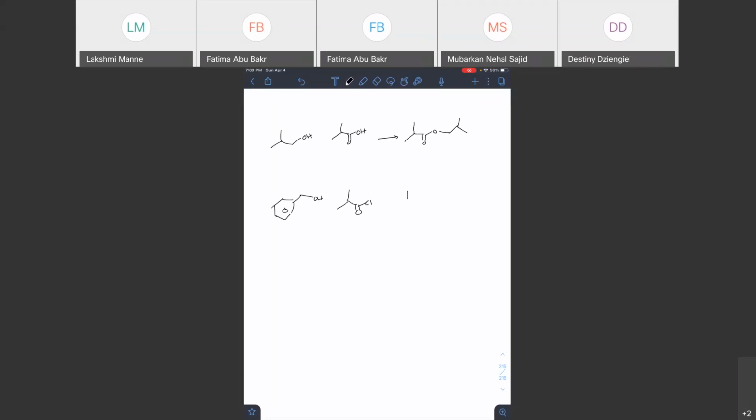Just take your acyl chloride, and then you're going to attach the alcohol onto the other side. Yeah. Okay, let me just skip some of these. Okay, here. This one is good though.